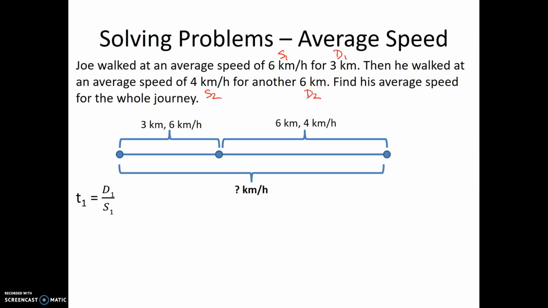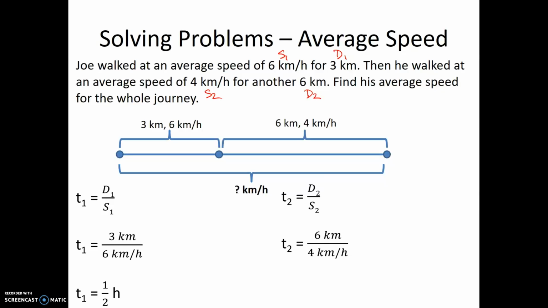So it looks like we have to find 2 times, okay? So time 1 is D1 over S1. Time 1 is going to be 3 kilometers over 6 kilometers per hour. And we'll just reduce that. And time 1 equals 1/2 an hour. Okay, now we'll find time 2, which is D2 over S2. So time 2 is 6 kilometers over 4 kilometers per hour. And if we reduce that, we divide both of these by 2. We're going to get 3 kilometers over 2 kilometers per hour. And we're going to change that into a mixed number and get 1.5 hours.